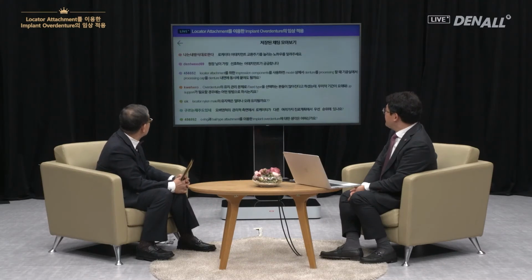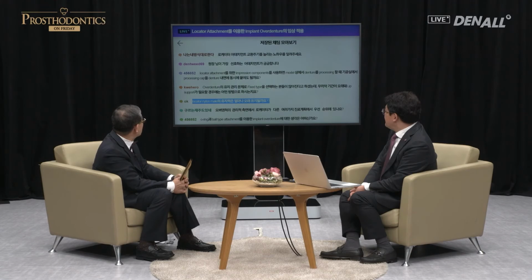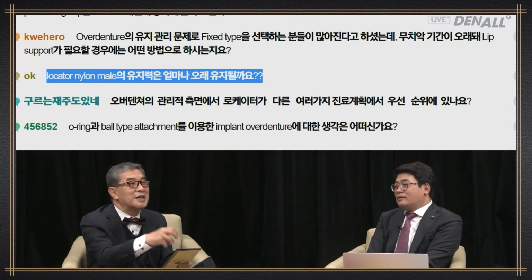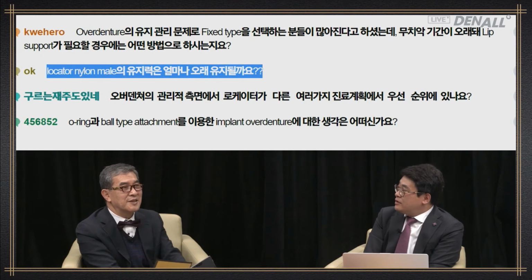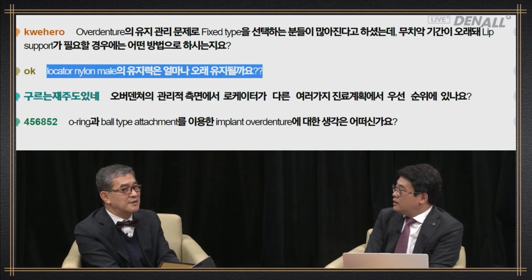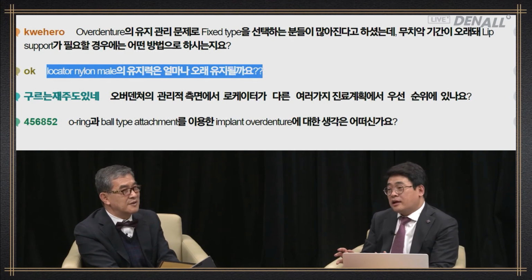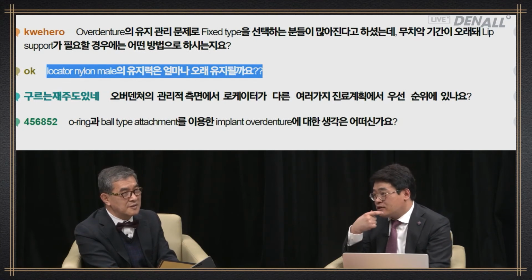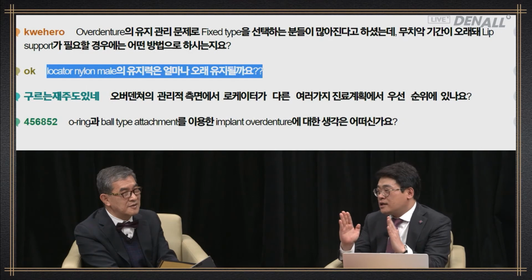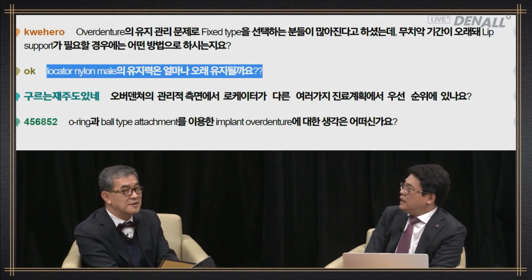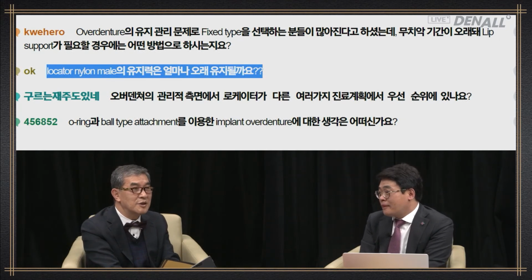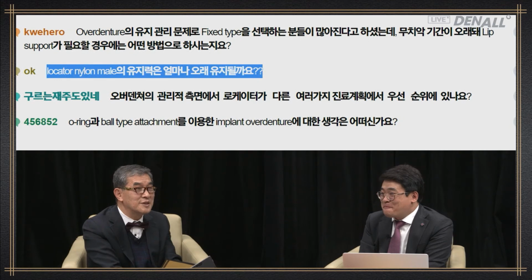The next question. How long will the Locator nylon be maintained? How often do we need to change it? I think this is in line with the question before. The variation between patients is very severe, and it also depends on implant placement, position, and the way the patient wears it. If all conditions are the same, I think it can be retained up to 1.5 years. Vendors normally recommend replacement every 6 months. Yes.